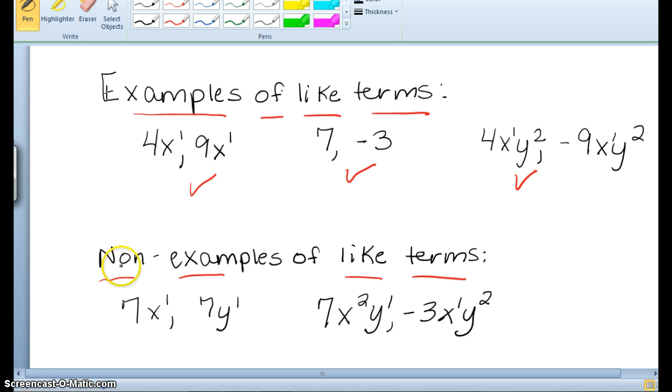Hopefully, guys, this little short clip will help you recognize like terms, what are like terms, and what are not like terms.